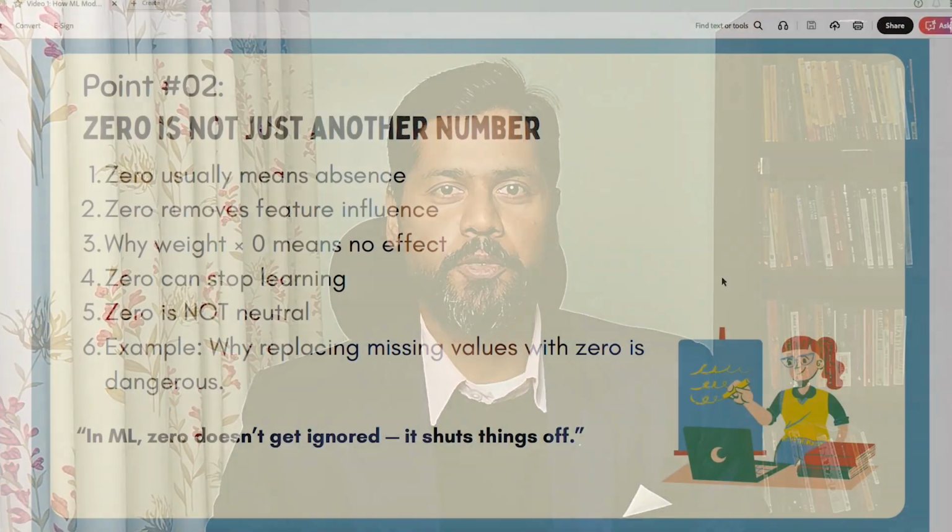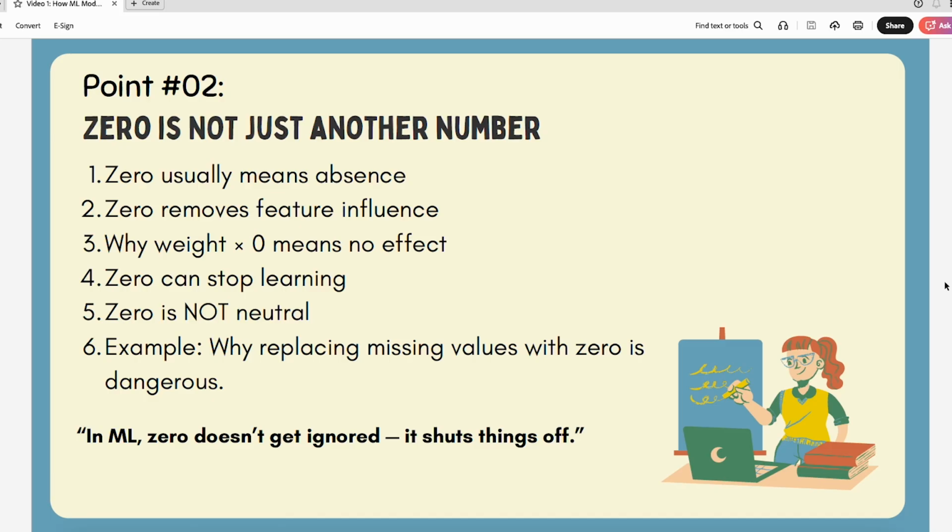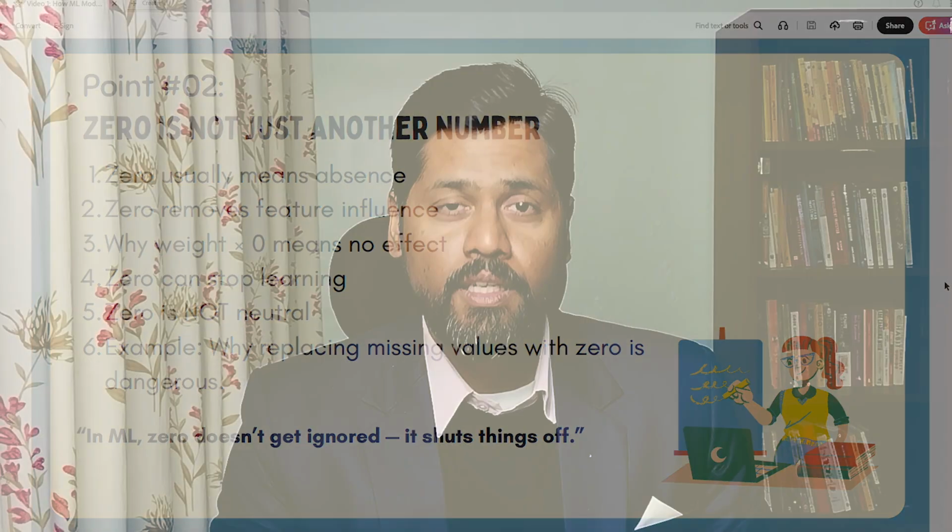Let's now talk about 0. In normal mathematics, 0 is just another number. But in machine learning, 0 is a very loud signal. Most of the time in data, 0 does not mean small. It means that no value exists. No orders, no purchase, no clicks, just nothing. For a model, absence means information. So what kind of information?